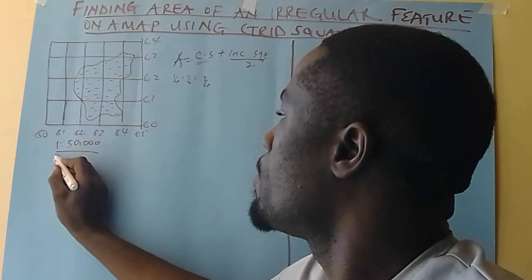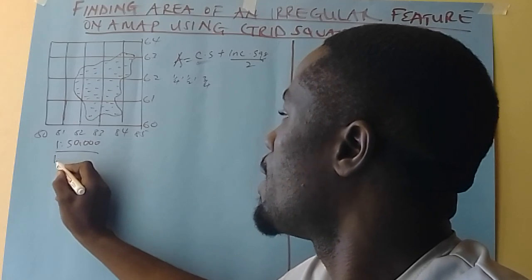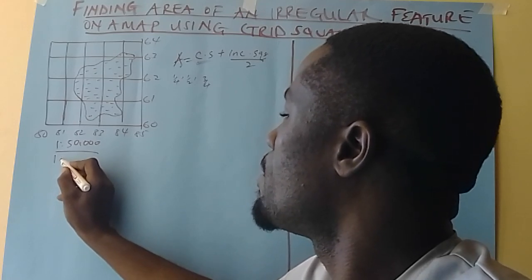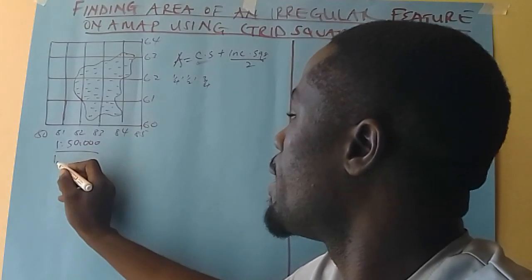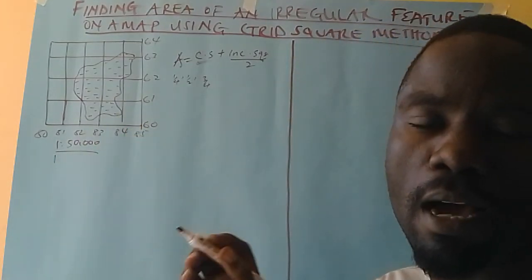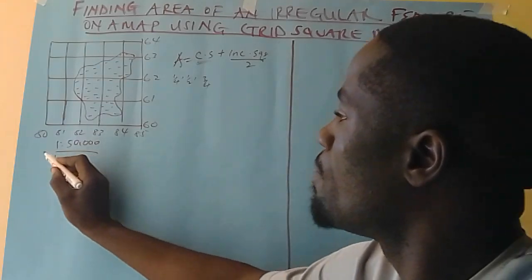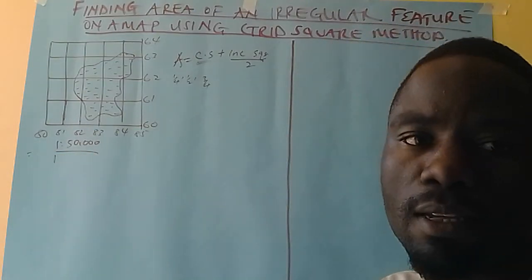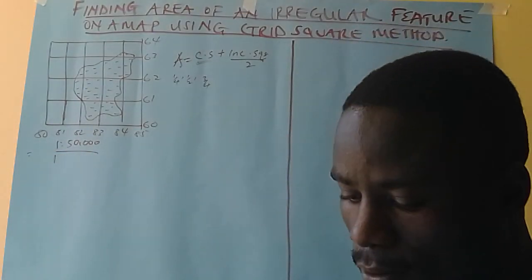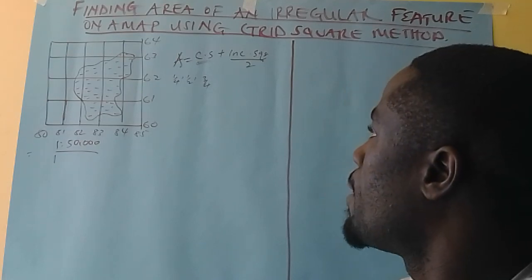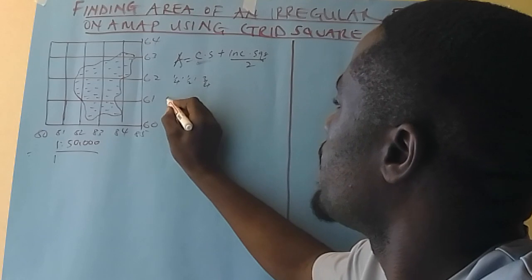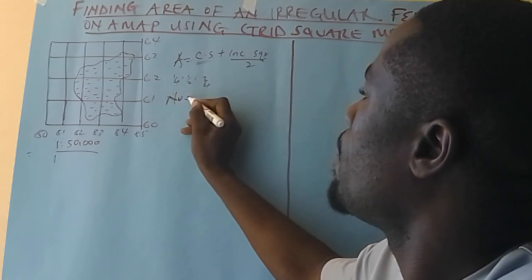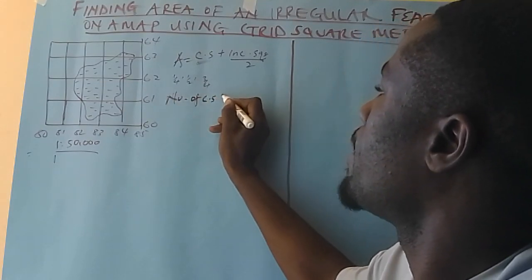Meaning 1 centimeter on the map represents a kilometer. So every 1 centimeter box represents half a kilometer on the ground, meaning even if it has entered by 2, that is a big area on the actual ground. So here what we are going to do, we are going to count complete squares, the number of complete squares.